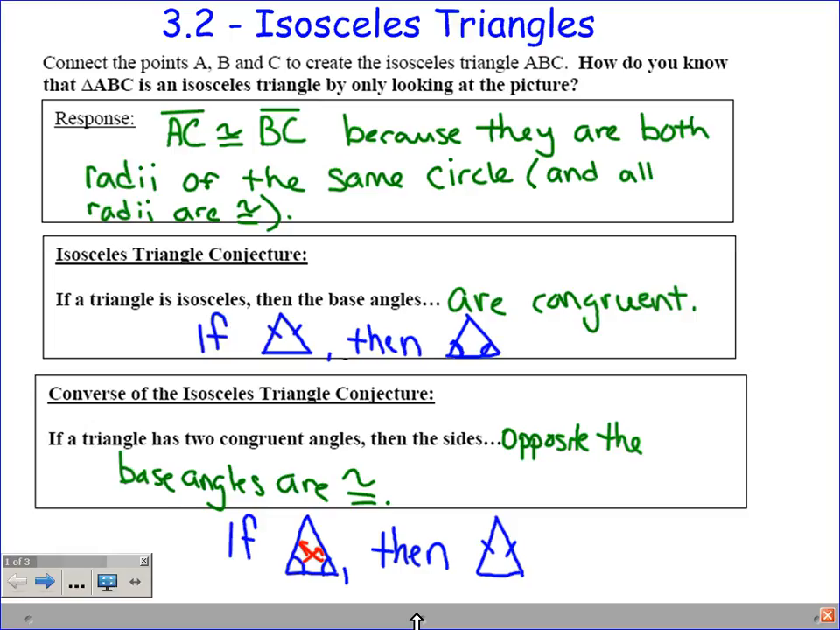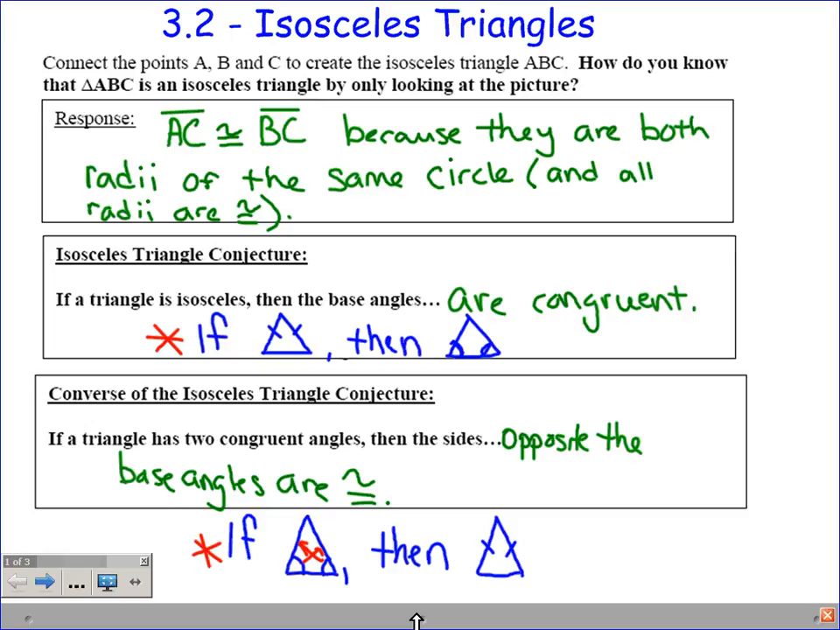Converse of the isosceles triangle conjecture, okay? Those are the things you should have gleaned from the very first page of this. And the next page that we're going to look at is basically the application of this, okay? And the two things really to keep in mind, if you want to just look at them really simply, is if you have the two sides, then you have the two angles. If you have the two angles, then you have the two sides. And it's going to keep going back and forth between that.